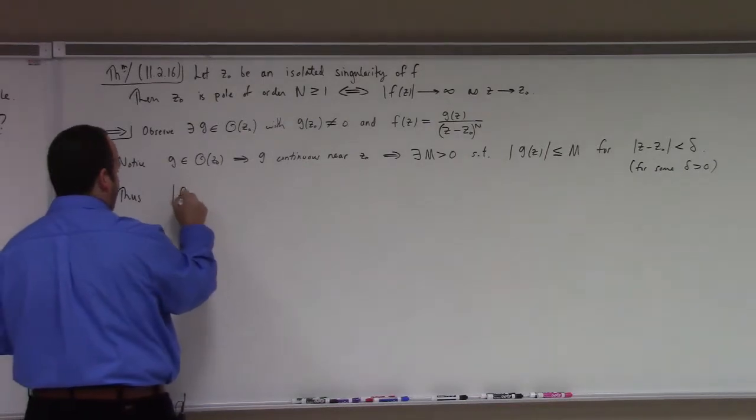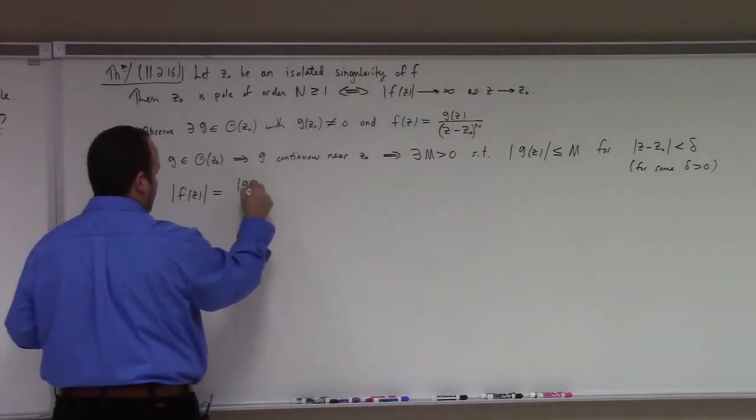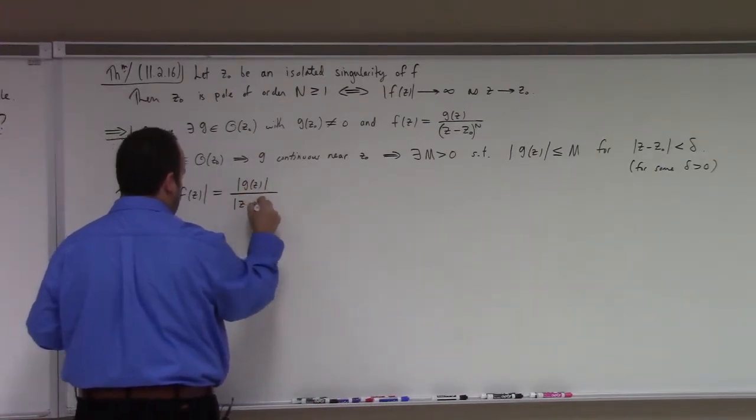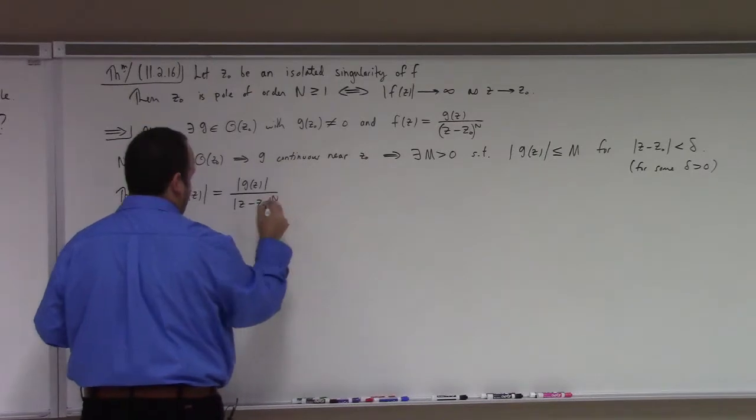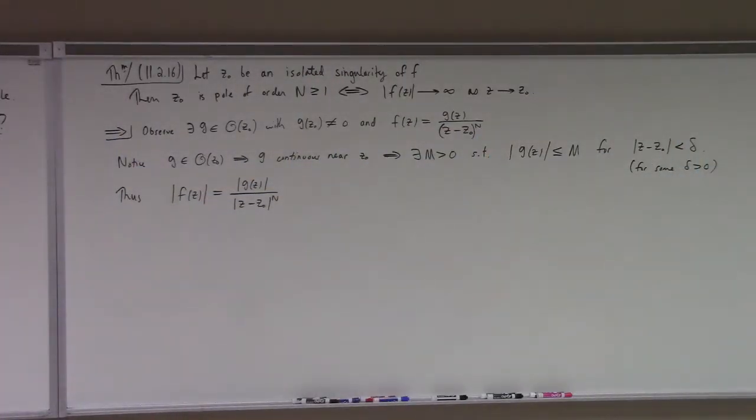the modulus of f of z is equal to the modulus of g of z divided by the modulus of z minus z naught to the power n. Admittedly, there's an algebra step or two there that I've omitted, right? So make sure you guys are on board with what I've written.